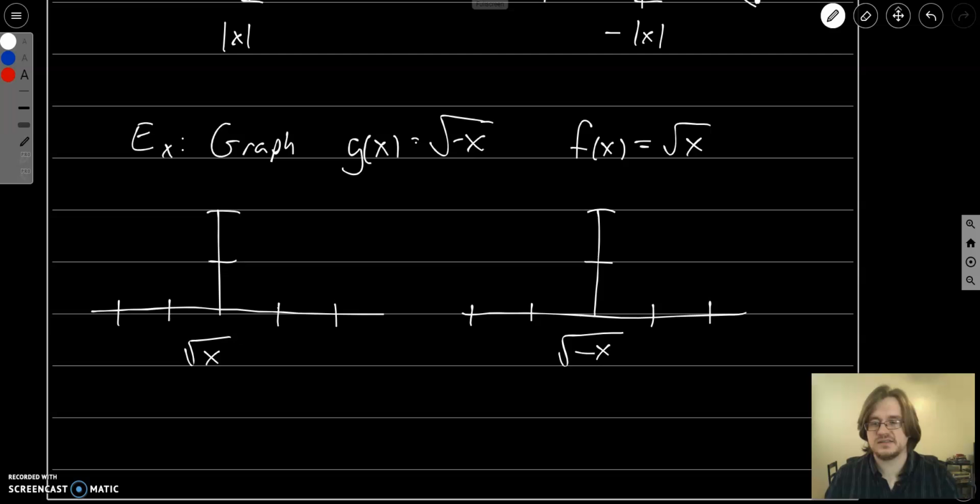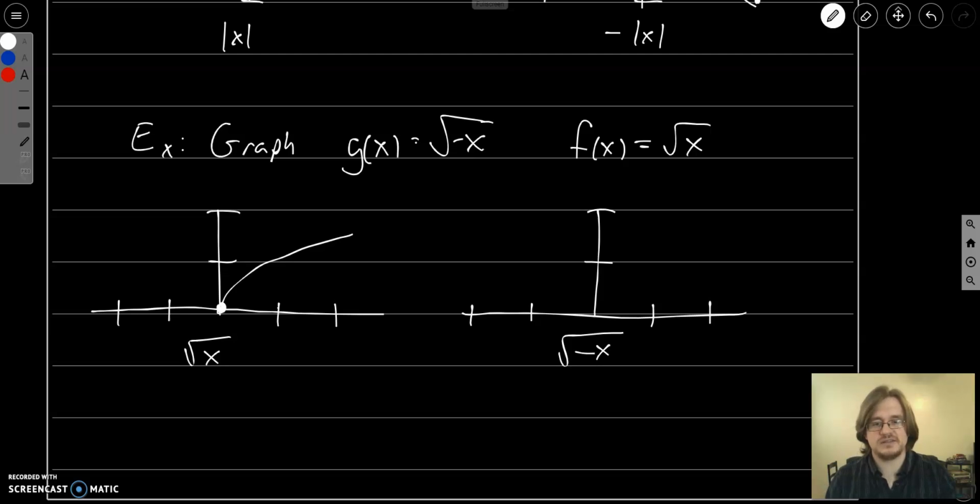So the square root of x will look something like this. Comes up and to the right. We can't plug in negative values, so 0 is where this stops. And then as we plug in bigger and bigger values, the square root will become bigger. But now we're going to plug in negative values.